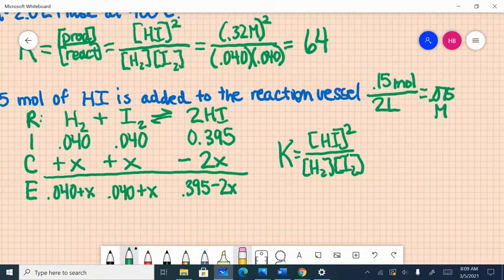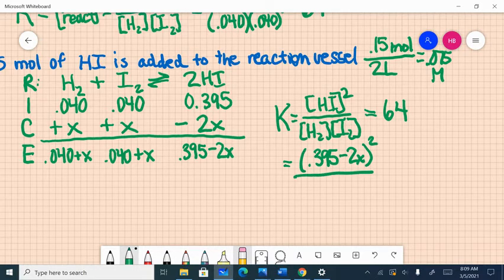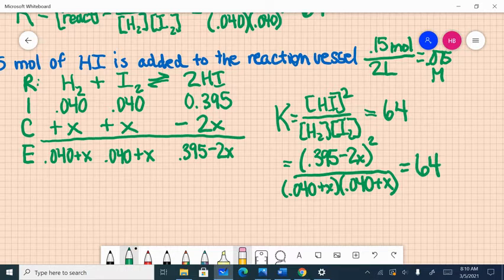Let's now plug all of this in. We know that equals 64. So now K becomes 0.395 minus 2x squared over 0.040 plus x times 0.040 plus x, like such, equals 64.